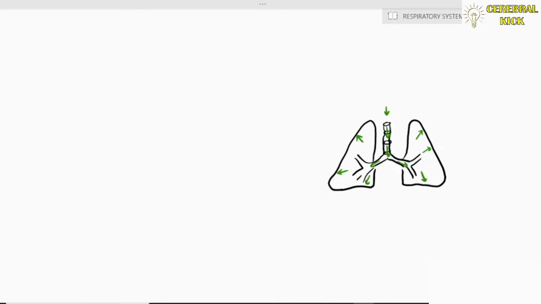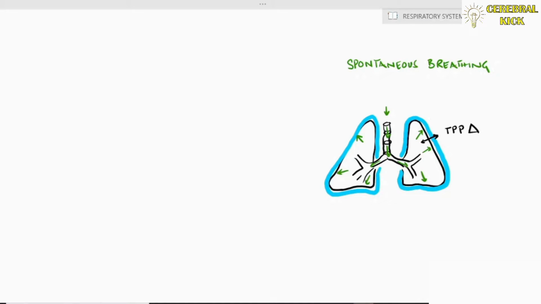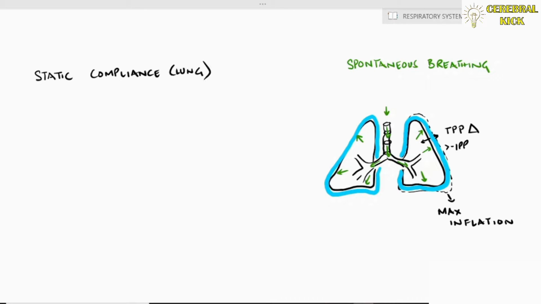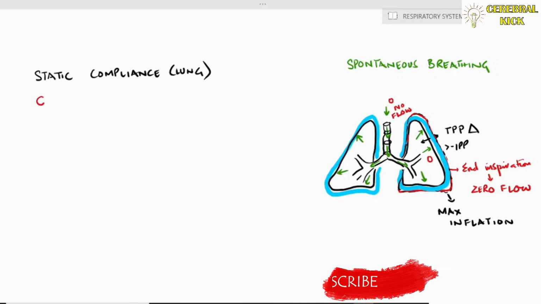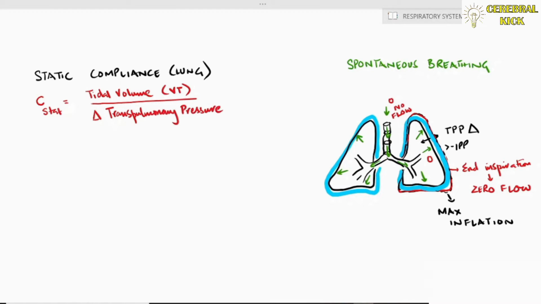Now we know that a change in transpulmonary pressure results in inflation of the lung in a spontaneously breathing patient. This transpulmonic change in pressure and the volume accommodated at maximum level when there is no flow is static compliance. So at end inspiration, when there is no flow, static compliance can be calculated as the tidal volume, or the volume change in the lung, divided by the change in transpulmonary pressure, right?